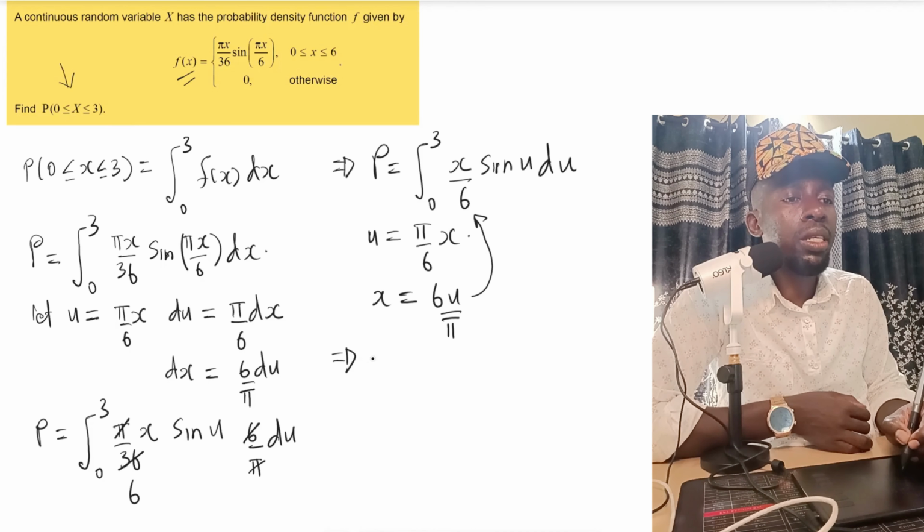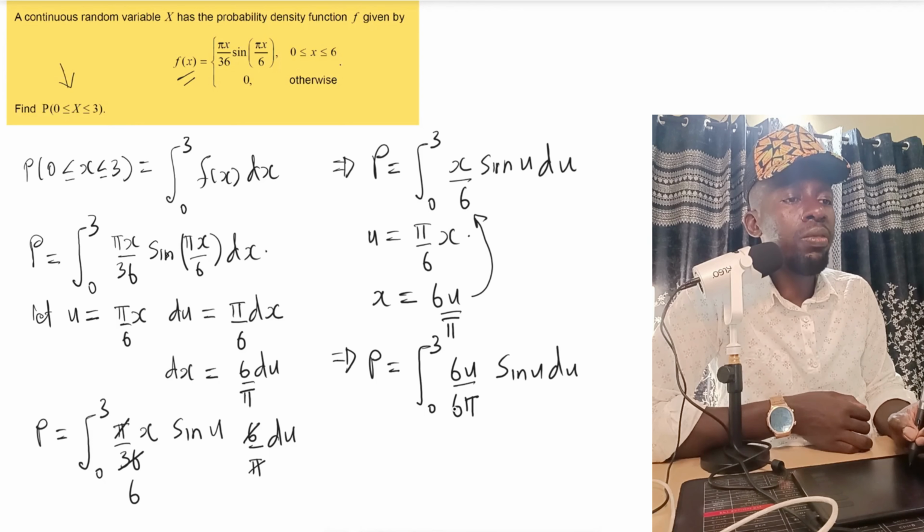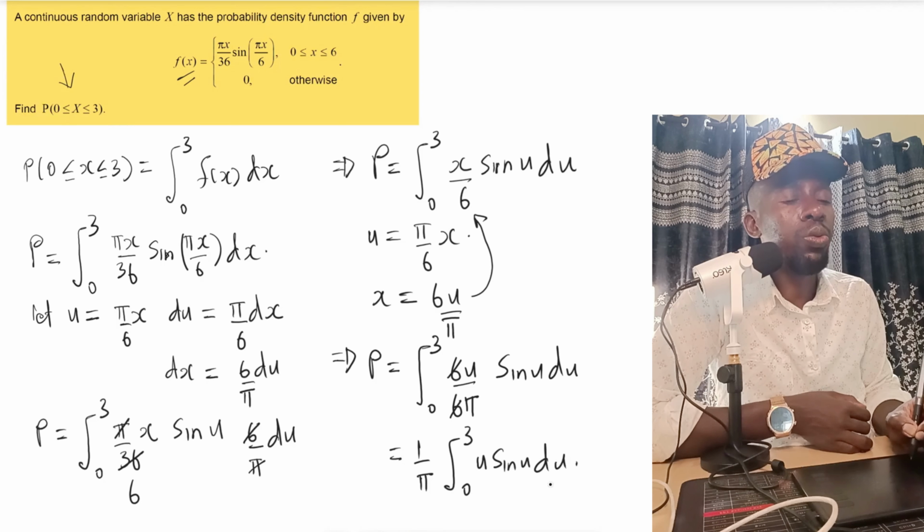So this is equivalent to P equals the integral from 0 to 3. In the place of x, put 6u over pi, but don't forget it is over 6. There is 6 down, then sine u du. If we simplify, 6 and 6 cancel. What are we remaining with? We are remaining with 1 over pi, then the integral from 0 to 3 of u sine u du.